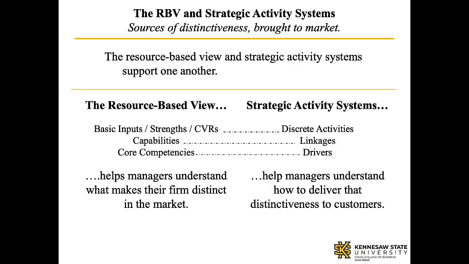The RBV helps managers pinpoint how they can create separation from competitors and value for customers. Strategic activity systems focus on how firms organize their activities to bring those elements of distinctiveness to the market. It does so by breaking the firm down into discrete activities, building linkages among them, and understanding drivers, or existing factors that influence strategic decisions and impact overall firm performance. Going through these mechanics will help managers get a view on the overall intention of value configurations, allowing sources of distinctiveness to flourish in the market.